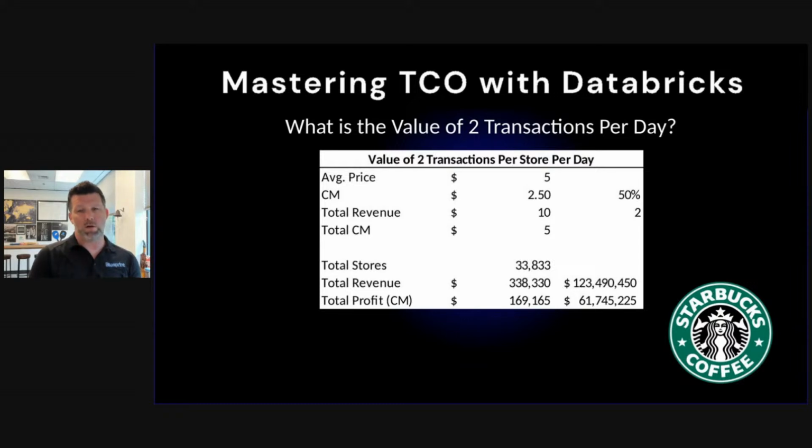So on a fleet of stores, the total amount of revenue per day to a company like Starbucks is $338,000, for a profit per day of $169,000. When you apply that across the entire fleet, you're talking about a pretty staggering amount: $123 million of revenue that they actually leave on the table by not having those 2 transactions, and an actual contribution margin of $61 million. So at that level, each individual transaction on average across their entire fleet makes a pretty big impact on their bottom line from a margin standpoint.